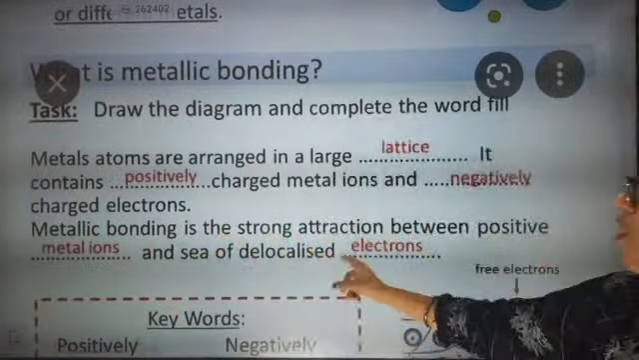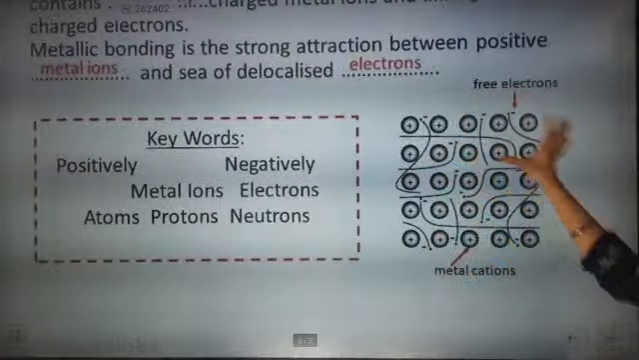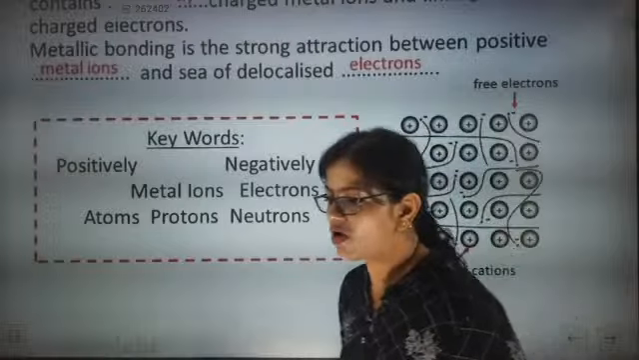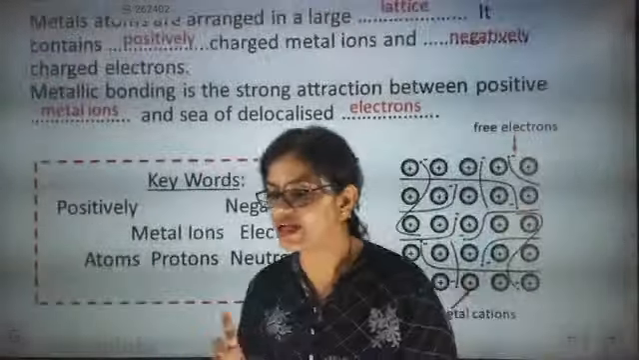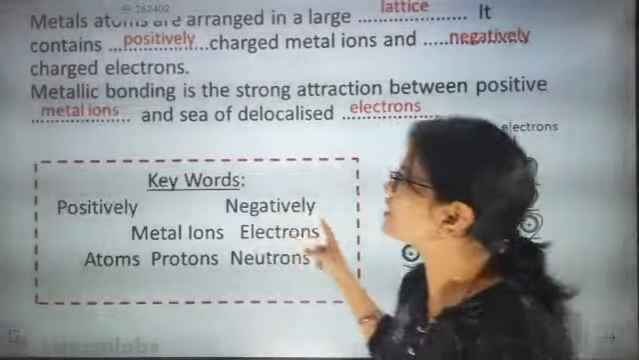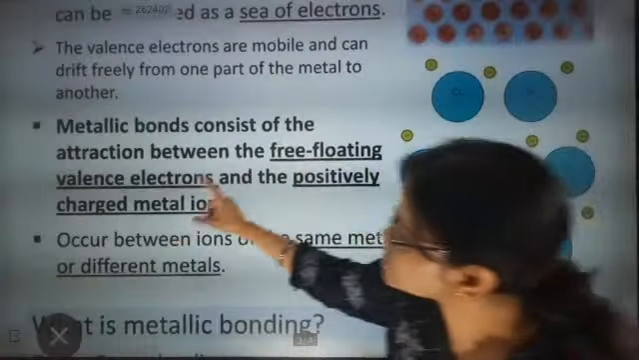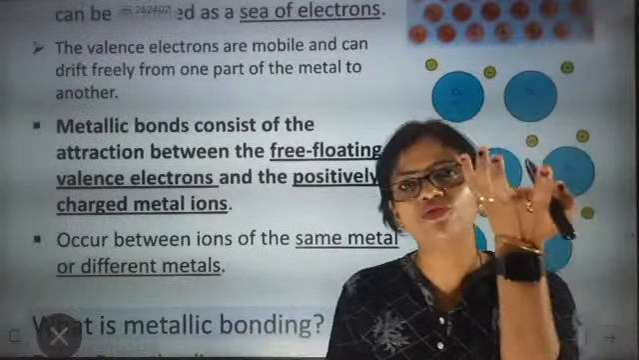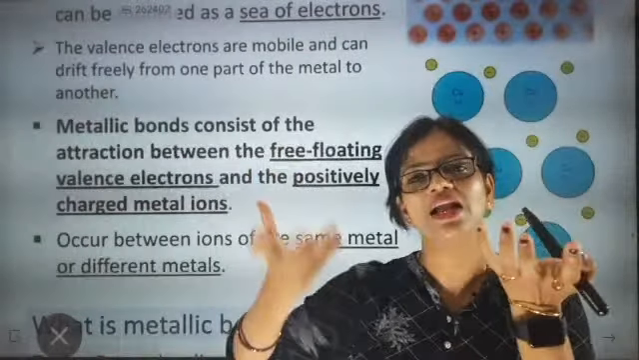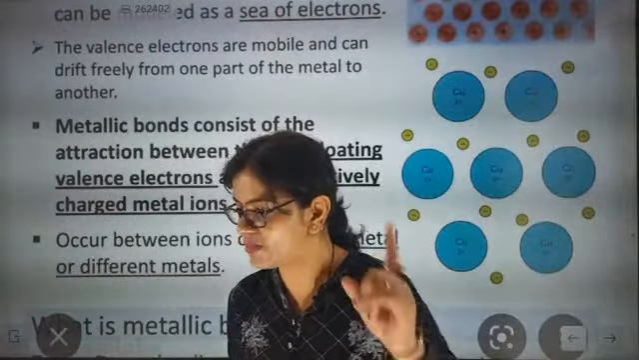Metallic bonding is the strong attraction between positive metal ions and a sea of delocalized electrons. You can see the delocalized electrons moving among these positive ions. So this is called a metallic bond. Please understand this point: metallic bond consists of attraction between the free floating valence electrons and the metal ions. So the free floating valence electrons and the metal ions try to stabilize the instability, and they will be forming the bond.